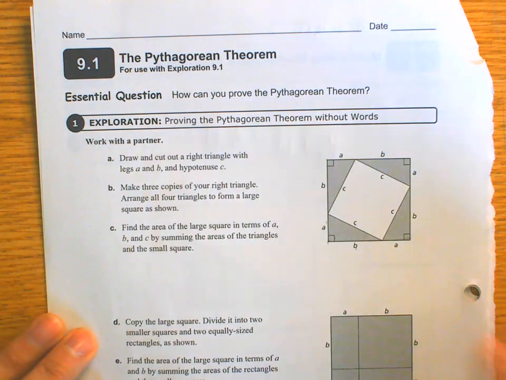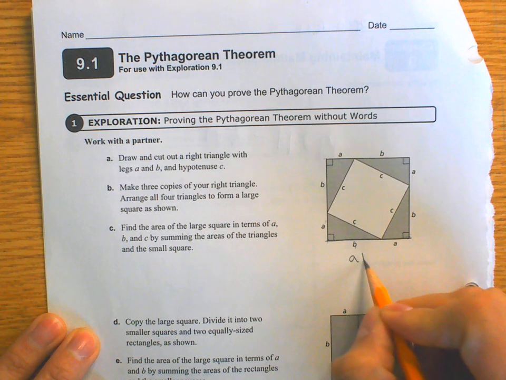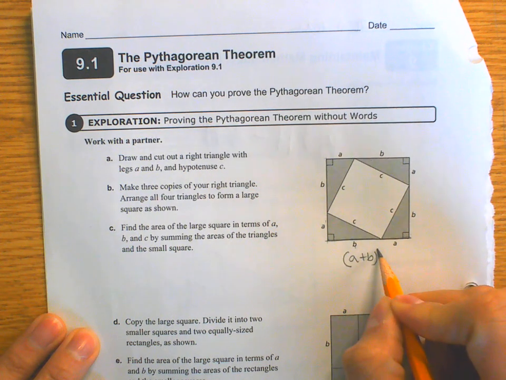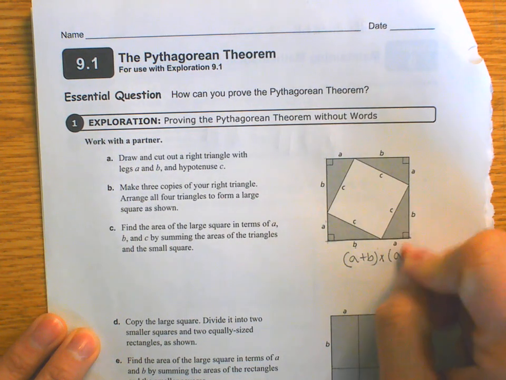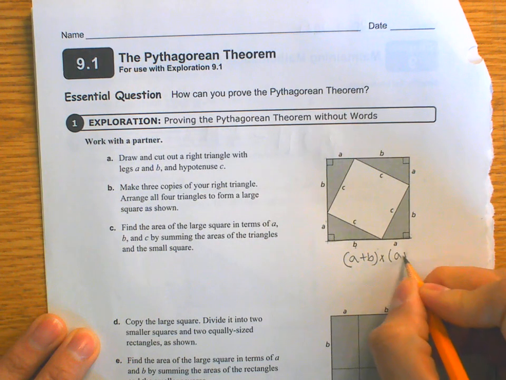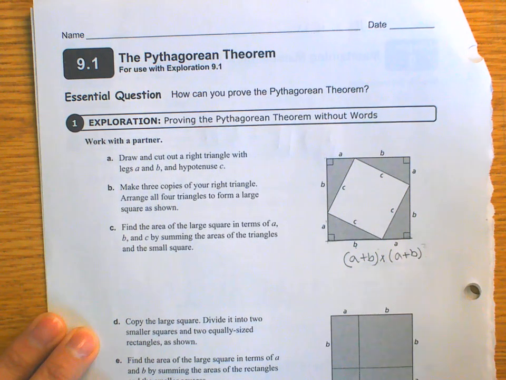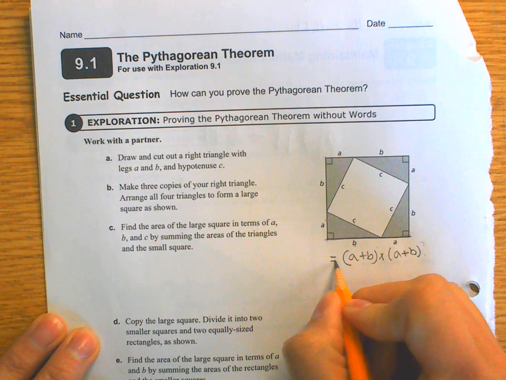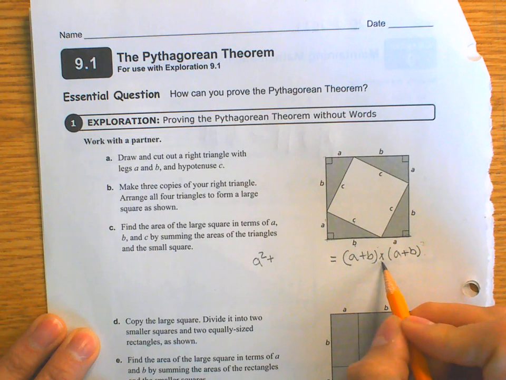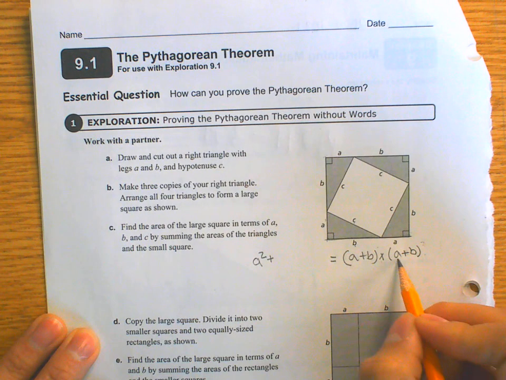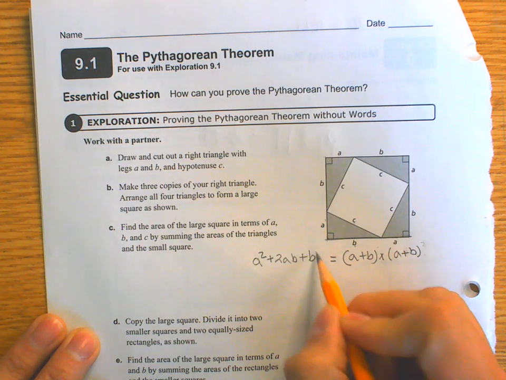So let's take a look at the area of the whole thing. The whole thing, the distance is A plus B. And it's the same for the other side. So in order to get the area of that, we're going to have to multiply A plus B times A plus B, or A plus B quantity squared. Now, based on what we learned back in Algebra 1, this is going to be equivalent to A squared plus A times B, and there's two of those, so 2AB plus B squared.